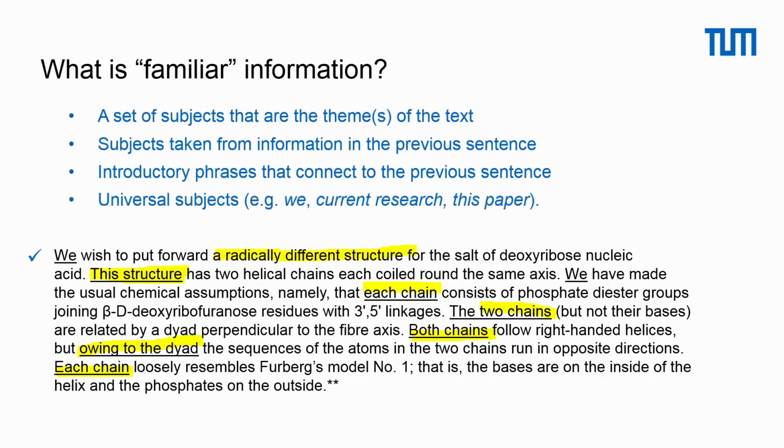And finally, universal subjects could also be called familiar. Words like we, current research, this paper, and so on. In this case, they use we many times. You can see that here. And when they use these kinds of words, they're not throwing off the reader with anything new, right? If you suddenly say, current research suggests, your reader is not saying, whoa, where are you pulling this out? I have no idea what you're talking about. Rather, that's actually quite easy to still follow.